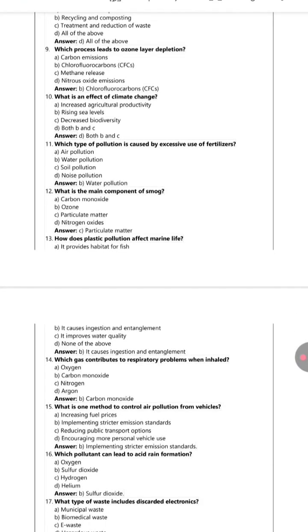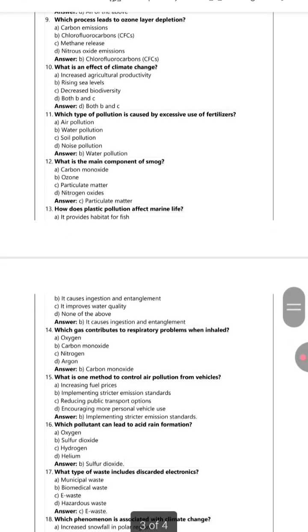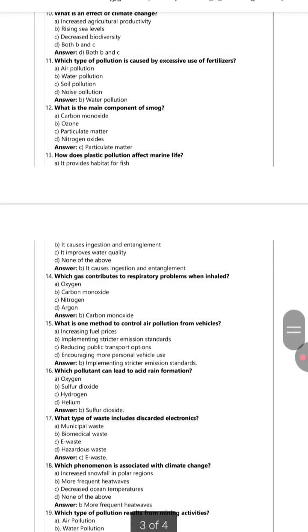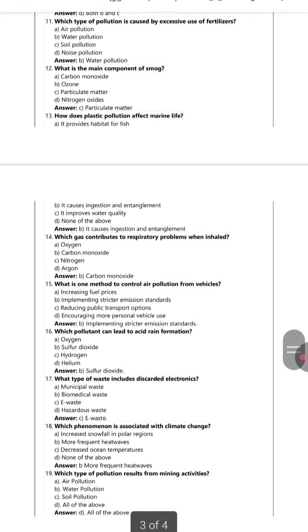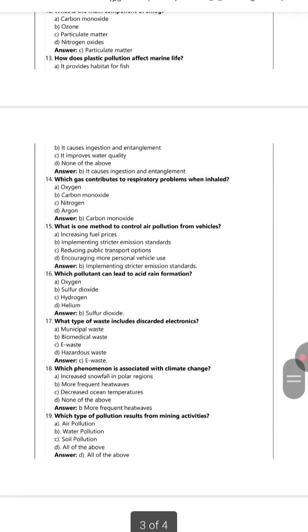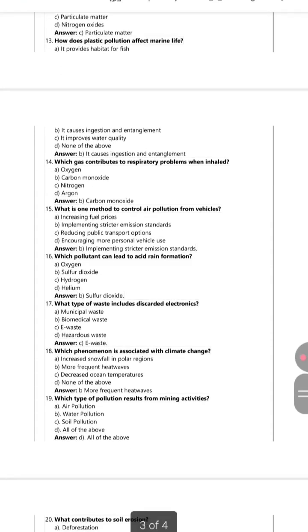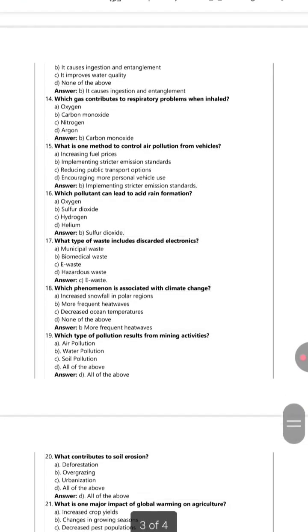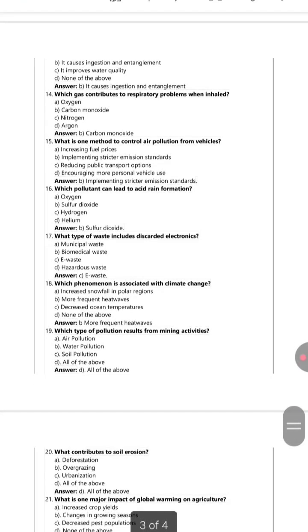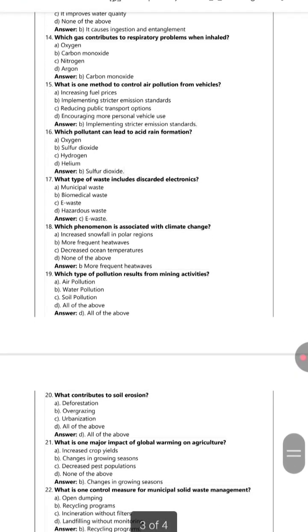Rising sea levels and decreased biodiversity. Which type of pollution is caused by excessive use of fertilizers? Water pollution. What is the main component of smog? Particulate matter. How does plastic pollution affect marine life? It causes ingestion and entanglement. Which gas contributes to respiratory problems when inhaled? Carbon monoxide. Which one method is to control air pollution from vehicle?